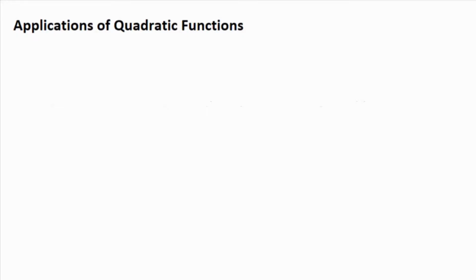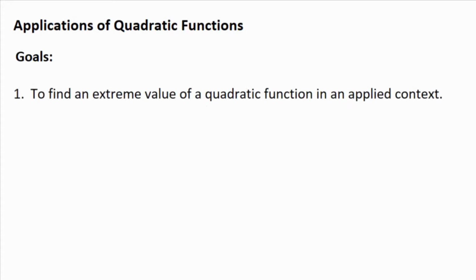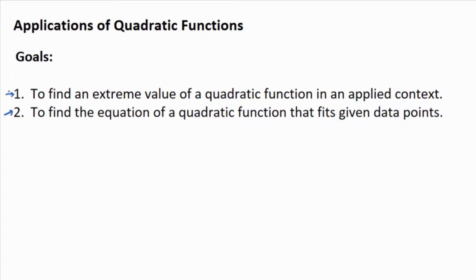So in this section, we're talking applications of quadratic functions. There are two goals. We want to find an extreme value of a quadratic function in an applied context. Don't let the jargon scare you. We're just finding the vertex, okay? It's nothing we haven't done. That's goal number one. Goal number two, to find the equation of a quadratic function that fits given data points. And we'll actually do that using stuff we've already learned as well.